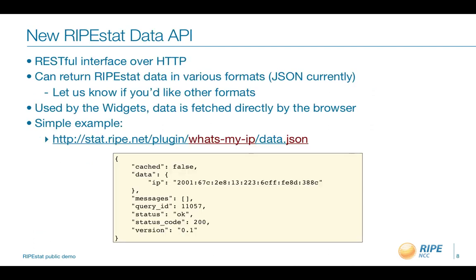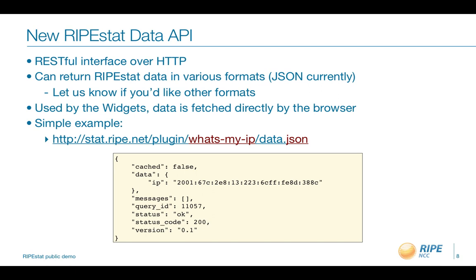Now let's have a look at the Data API. So basically this is a RESTful interface that we offer over HTTP, and it's meant to give you direct access to the processed data that's present in the plugins of RIPEstat. It can return this data in various formats. Currently this is only JSON, but it can be expanded to other formats. So if you feel that a certain format is useful for you, please get in touch with us and let us know, and according to this we will adapt it.